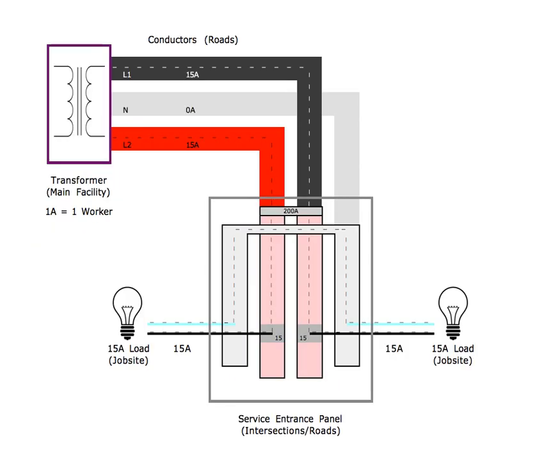So the analogy goes like this. Our transformer would represent the main facility. The conductors would be roads. The service entrance panel would be an arrangement of connected roads. This figure of a light bulb, a load, would be your job site. And here's a job site. So a work order is put out, and they have to send out 15 workers. 1 amp equals 1 worker.